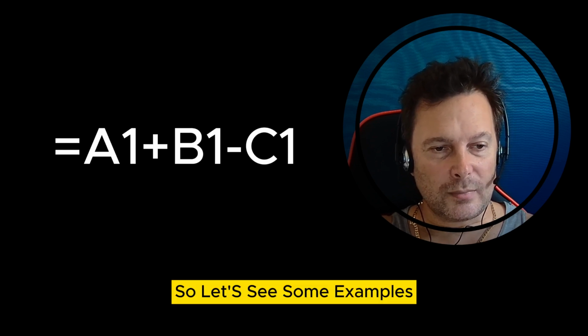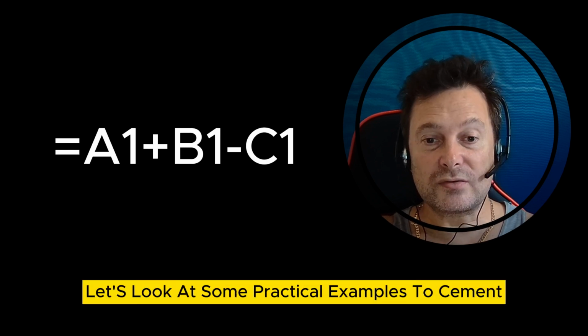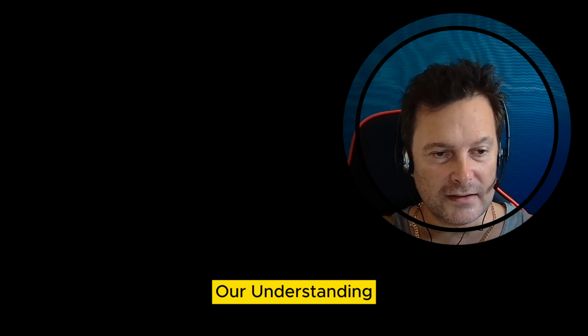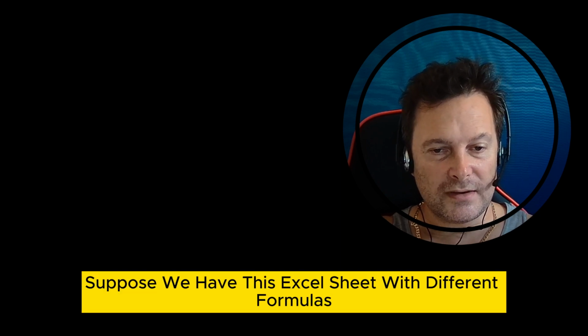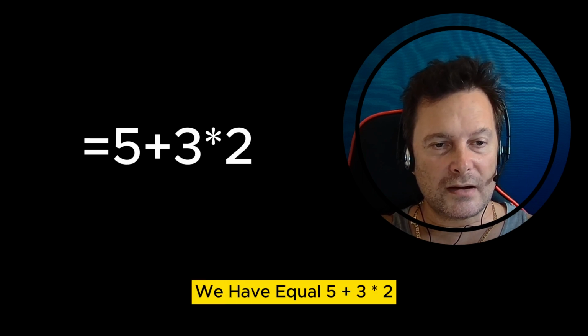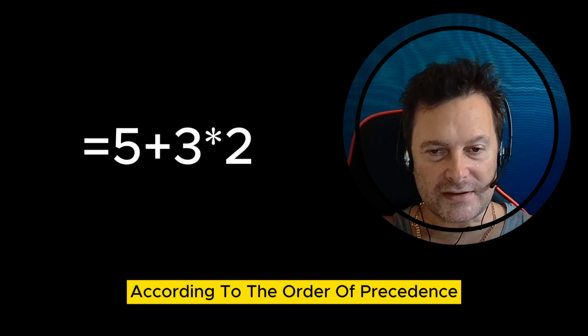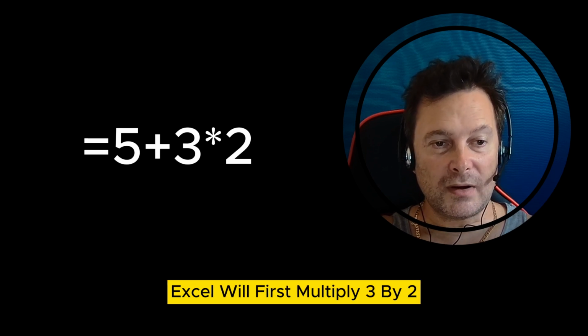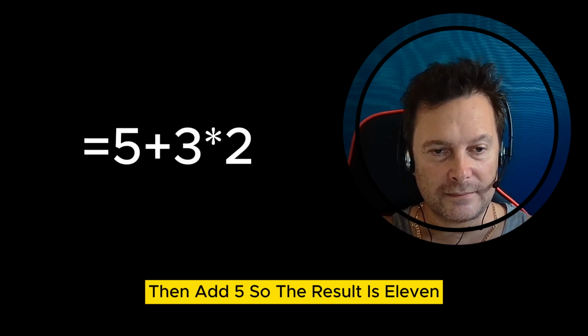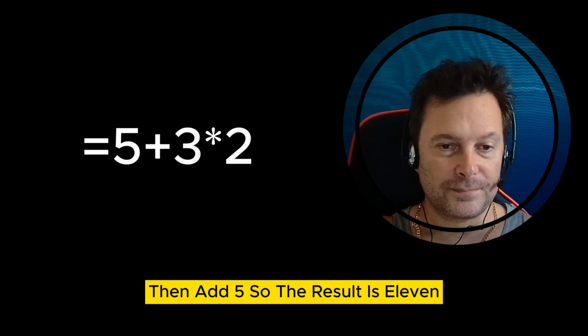So let's see some examples. Let's look at some practical examples to cement our understanding. Suppose we have this Excel sheet with different formulas. In cell B2 we have =5+3*2. According to the order of precedence, Excel will first multiply 3 by 2, then add 5. So the result is 11.